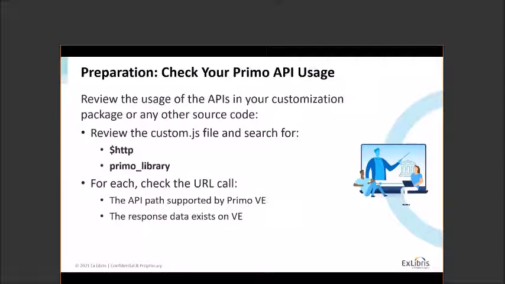If we're talking about external calls that are not to the Primo server, you should do nothing. In case we're using calls to the Primo server, we want to check first that the API path is supported by Primo VE and that the response data exists in VE. We will see examples of response data that used to exist in Classic Primo and now isn't in Primo VE.